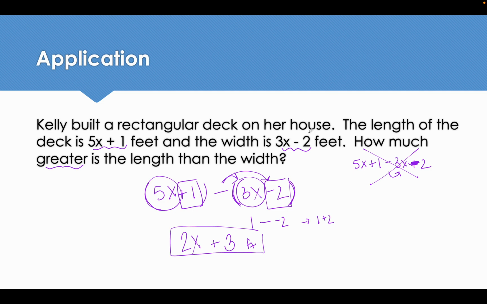If you look at this original problem, you can almost reason this logically, because 5x is 2 bigger than 3x, and positive 1 is 3 bigger than a minus 2.